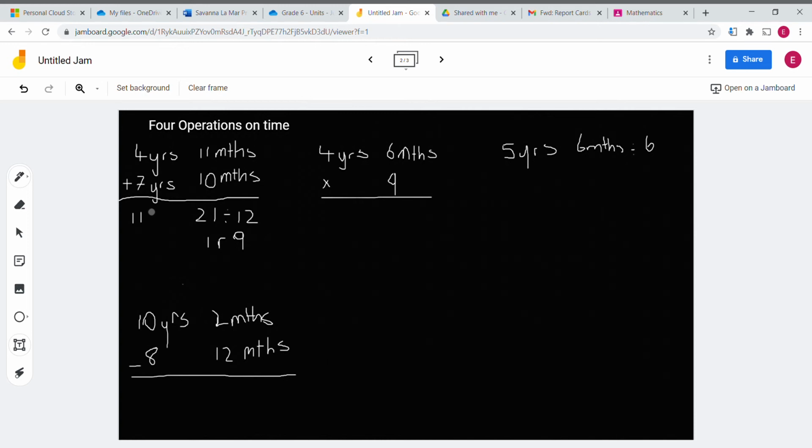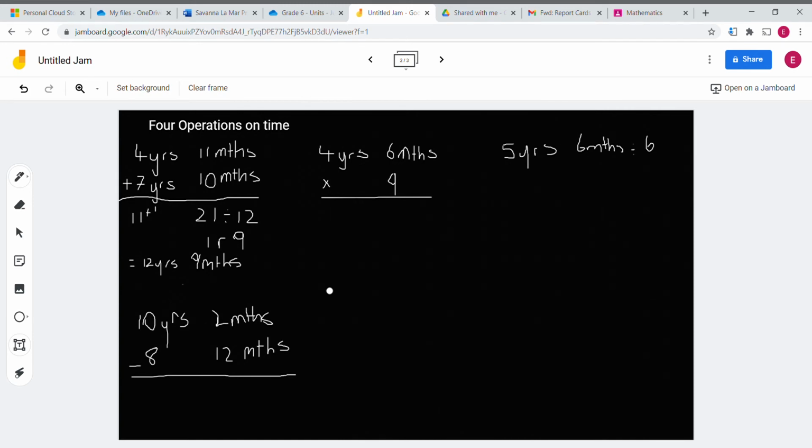So we're going to take that 1 year and add it to our 11 here, and now that becomes 12. So our actual answer really is 12 years and 9 months. So that would be your actual answer for that.